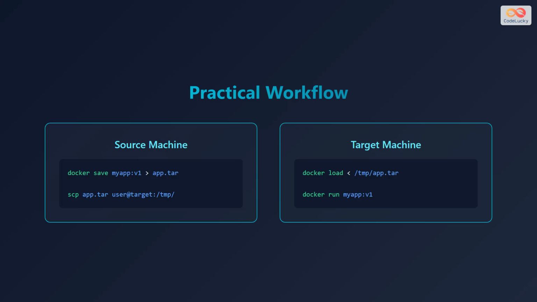Here's a practical workflow for moving Docker images between machines. On the source machine, use docker save myapp:v1 > app.tar to save the image to a tar file. Then use scp app.tar user@target:/tmp/ to securely copy the file to the target machine. On the target machine, use docker load < /tmp/app.tar to load the image, and then docker run myapp:v1 to run the container.